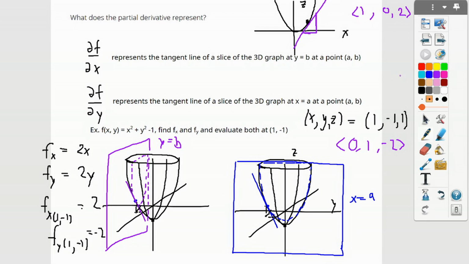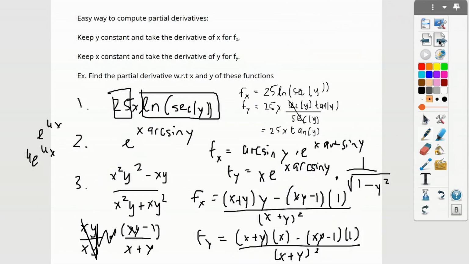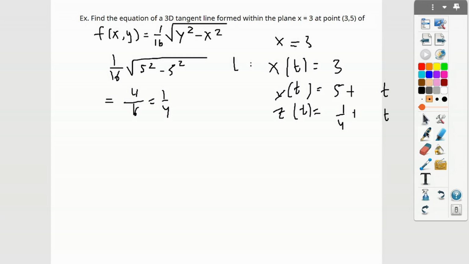That's how I'm going to be telling you the vector for the line is our direction vector, right? Because it indicates the direction. So for every one change in y, we get f sub y times t change in z. So what is f sub y? F sub y is equal to the derivative. So it's just 1 over 16 times the derivative of this, which is 2y over the square root of 2y squared minus x squared.